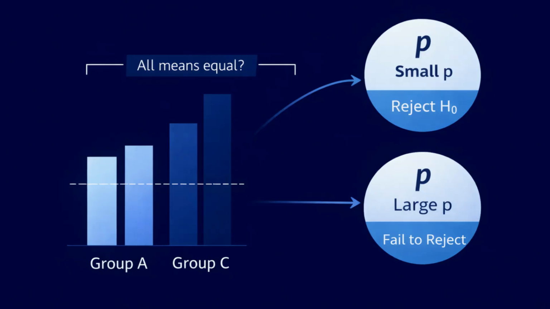A small p-value in ANOVA means that differences among the sample means this large would be unlikely if all population means were truly equal. That supports rejecting the null hypothesis. A large p-value means that differences like these are reasonably plausible under the null hypothesis, so the data do not provide strong evidence that population means differ.